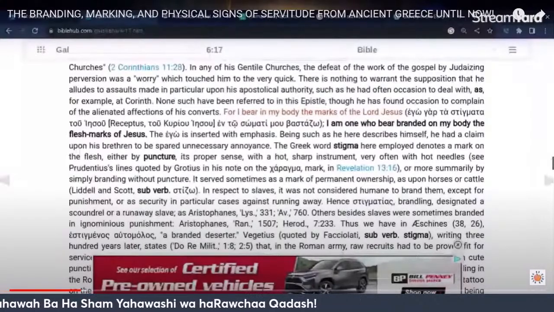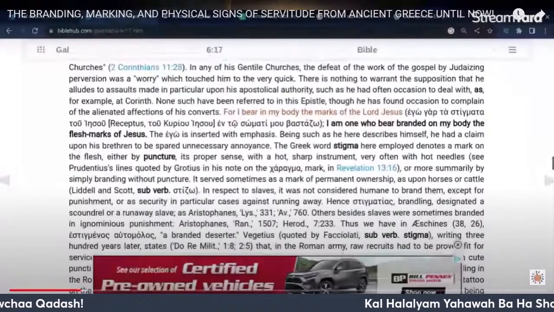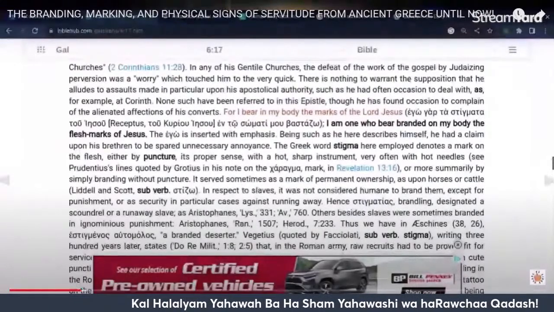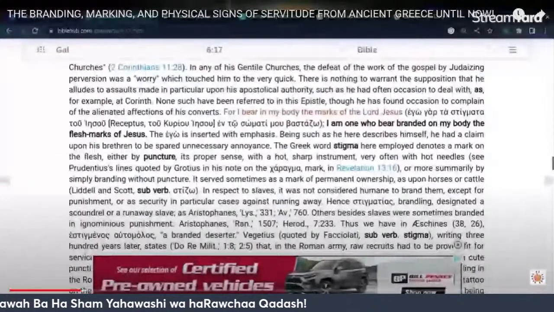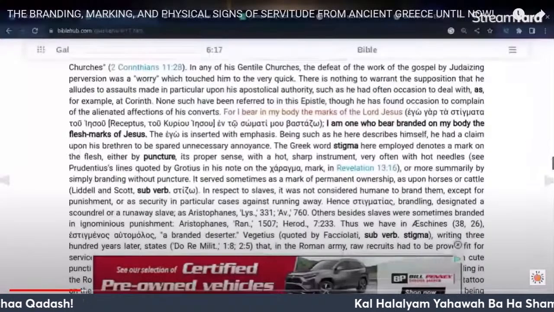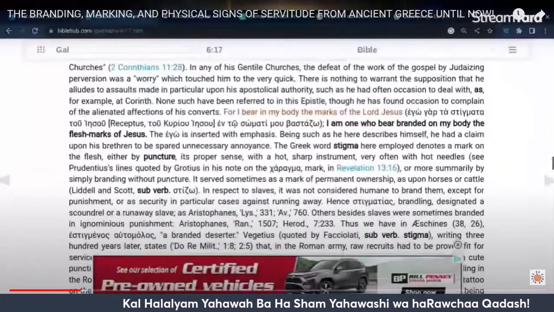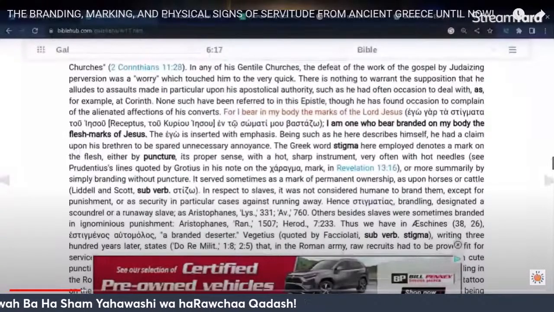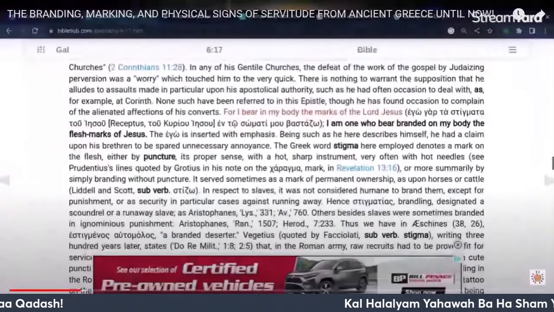All right. It says, in respect to slaves, it was not considered humane to brand them except for punishment or as security in particular cases against running away. Hence, branding designated a scoundrel or a runaway slave. All right. Sometimes they put the R even in American slavery. Here in the USA, from the 1500s to the 1800s, they would brand the slaves with an R, standing for runaway, if they did that.